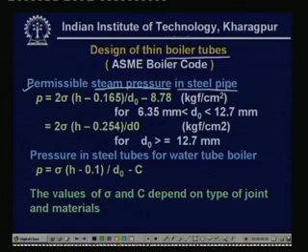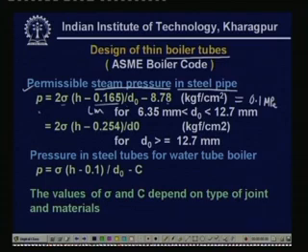Then this maximum permissible steam pressure is P equals 2 sigma H minus 0.165 divided by D0 minus 8.78. Now, this is in kg force per centimeter square. Remember, this is nothing but 0.1 megapascal. So, if you want to find out in megapascal, then you will have to multiply this by 0.1, and H and D, these are of course in centimeter.